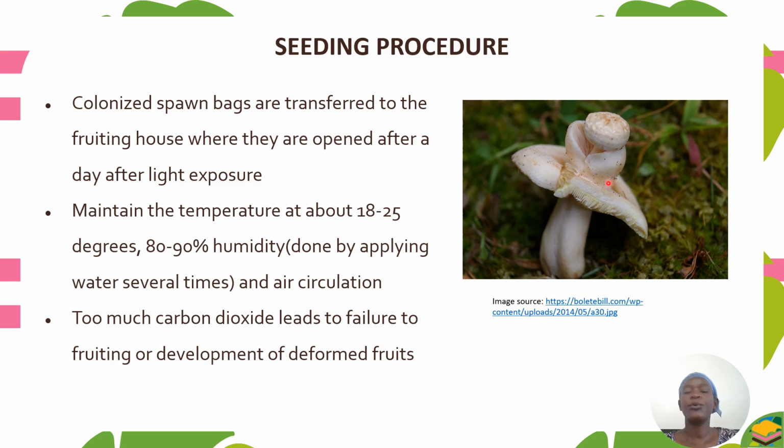Here is an example of a picture showing a mushroom which is deformed. One of the reasons why sometimes the mushroom fruits are deformed is because of too much carbon dioxide. That's why air circulation is essential in mushroom production, to make sure that there is fruit development, and also to make sure that the mushroom fruits are not deformed.